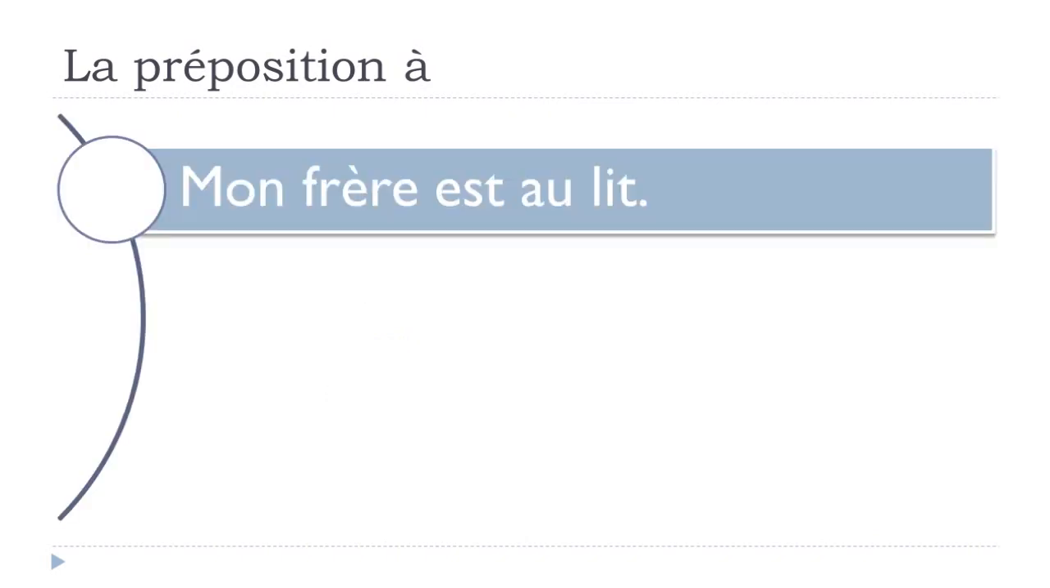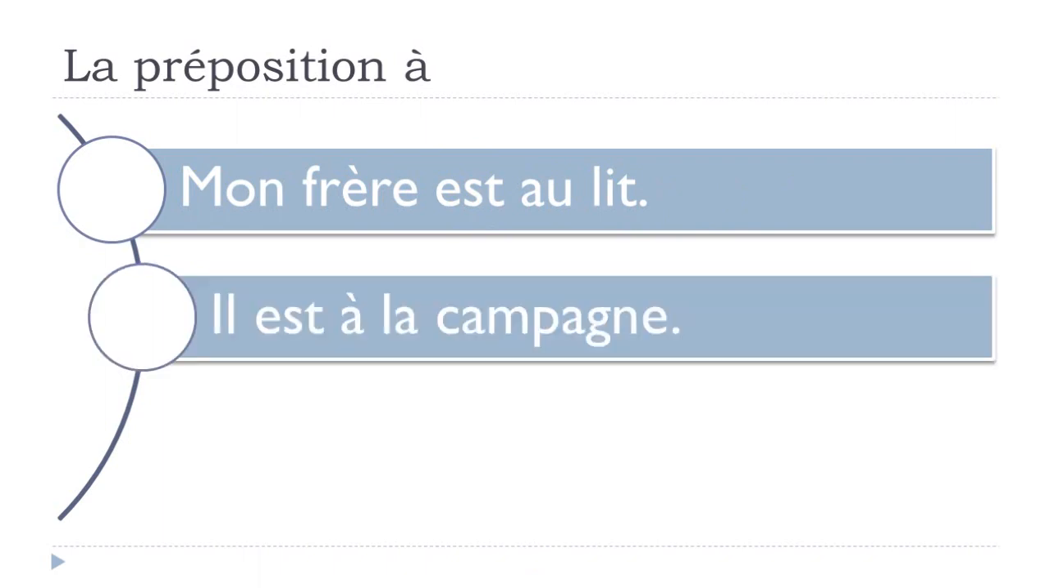The first one, mon frère est au lit. Mon frère, my brother, is au lit, in bed. Lit is bed. Mon frère est au lit. Second example, il est à la campagne. Campagne, country, countryside. Il est à la campagne. So in that case, we use this preposition à.